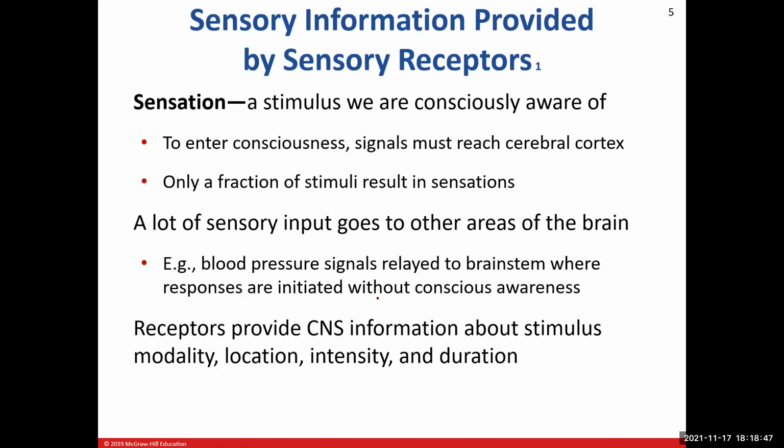So if you have a nerve signal traveling up your spinal cord through the brainstem and it stops just before it gets to the thalamus, or it never makes it past the thalamus, you won't have conscious awareness of that. And only a small fraction of stimuli information ever makes it to the cerebral cortex.